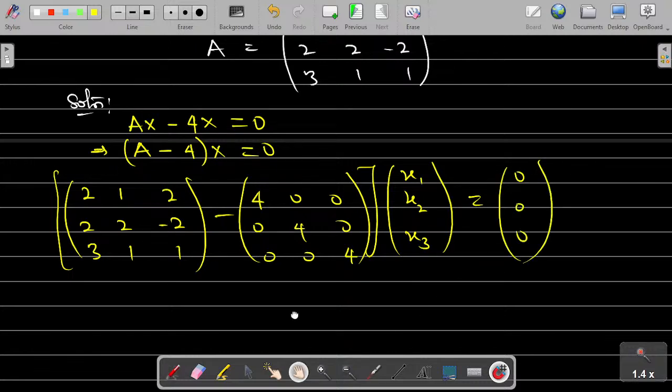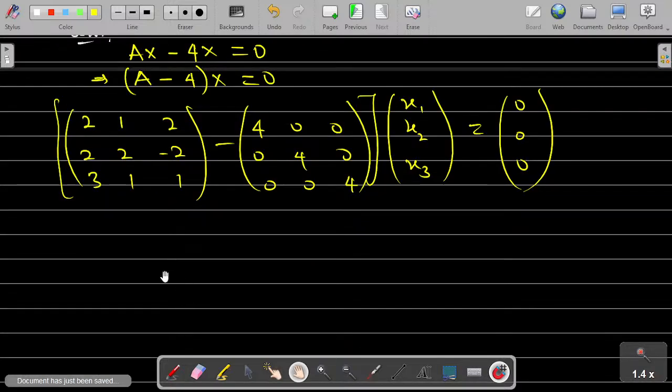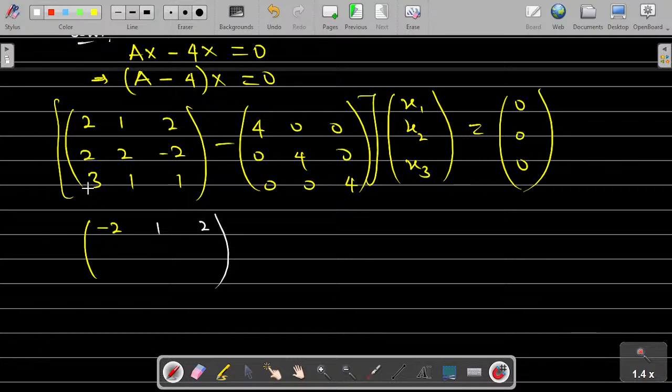Now having seen that, what do you do next? You will now subtract and multiply, which gives us, in subtraction, this minus this will give us minus 2. I'm talking of corresponding components. Then this will remain the same, and here 2 will remain the same. 2 minus this is also minus 2, and then minus 2 will remain here.